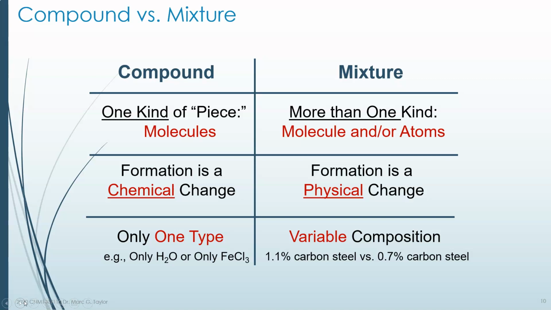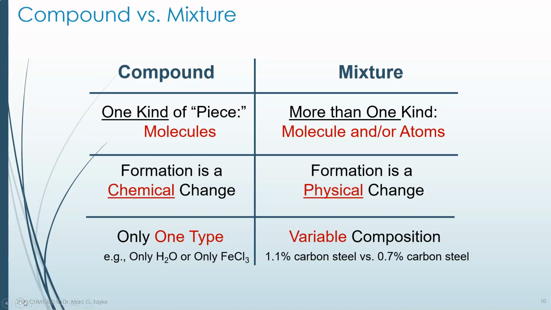And they could be compounds, they could be elements. So carbon steel. Carbon steel is made from two kinds of atoms: iron atoms with a little bit of carbon in them. And you can vary the composition of this. So carbon steel could be 1.1% carbon in the steel, or it could be 0.7% carbon in the steel. In other words, in the second steel, it's 99.3% iron and only 0.7% carbon.